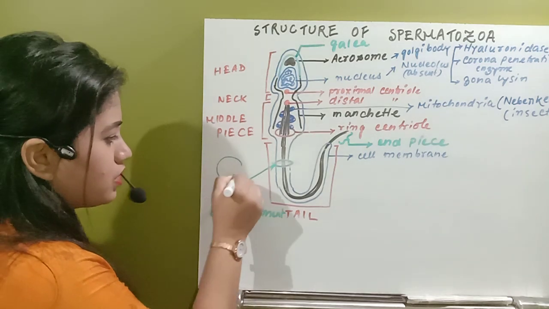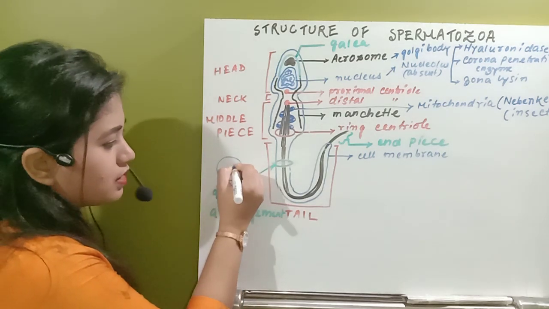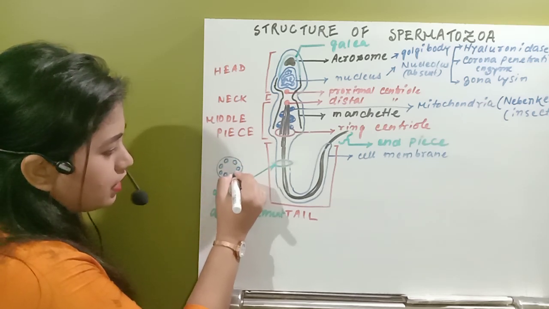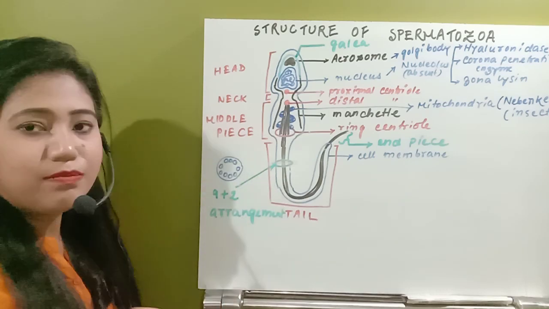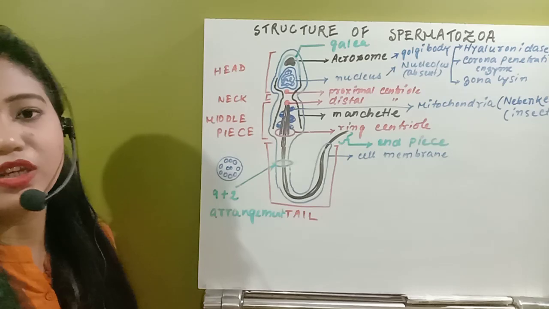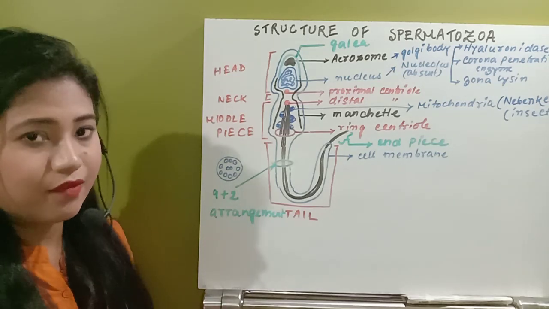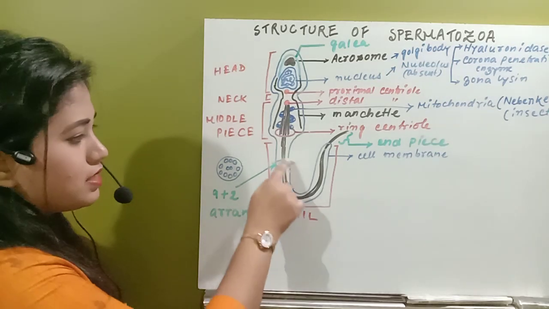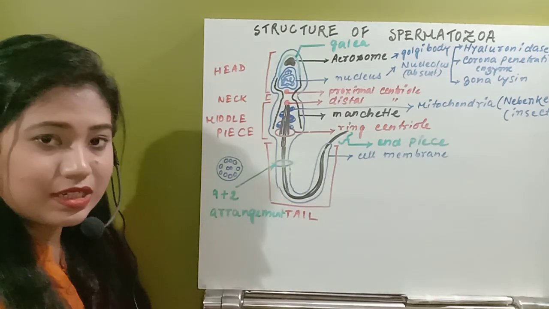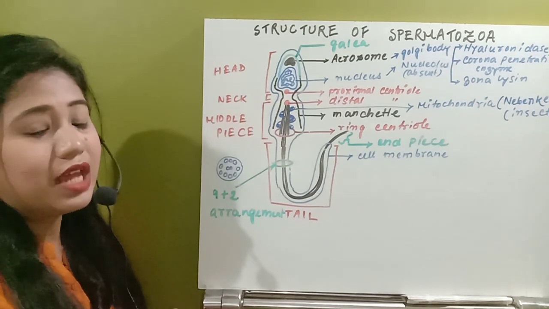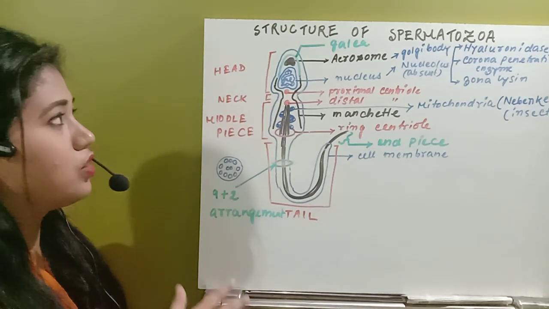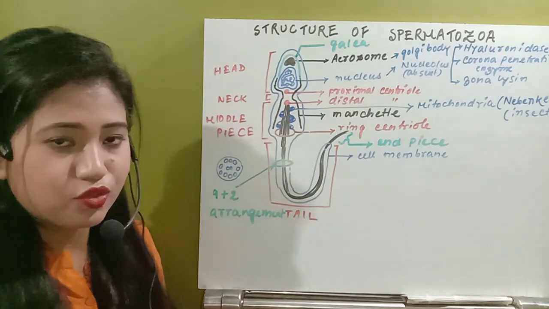Whenever you see the structure, the microtubules are present like this: 9 on the periphery, 2 in the middle. You already know this from botany, where we have studied it. You can also see the centriole. In the tail region, the microtubules have this 9+2 arrangement. So that is the structure of the spermatozoa.